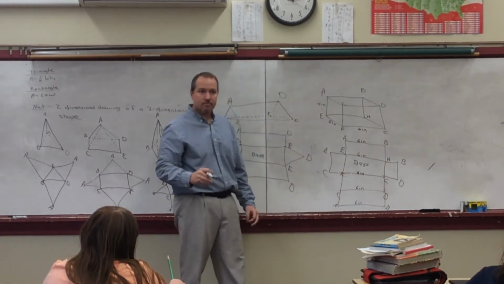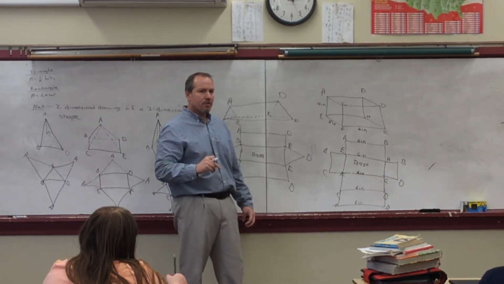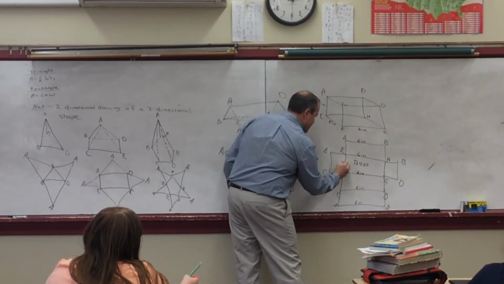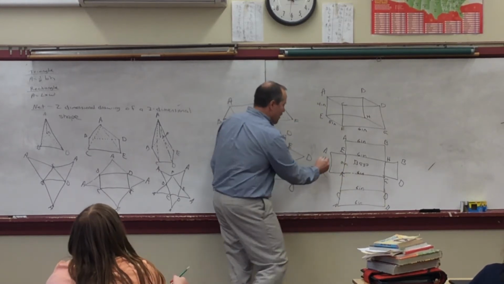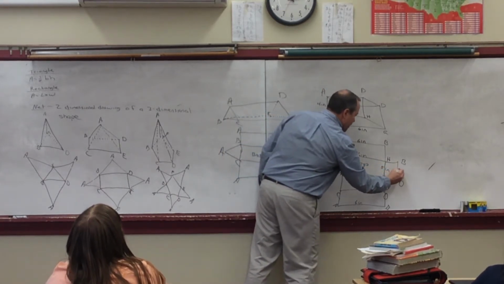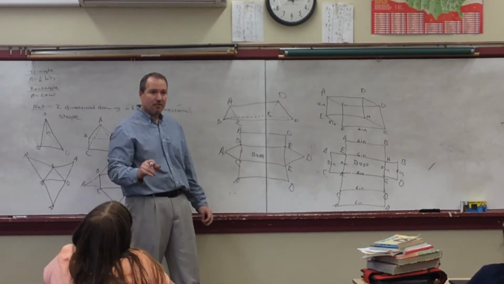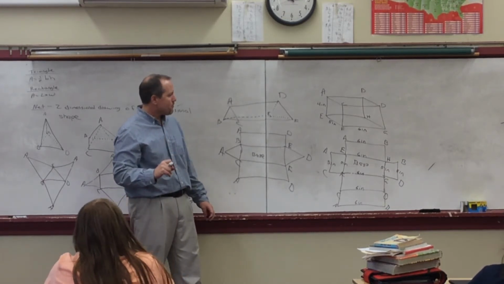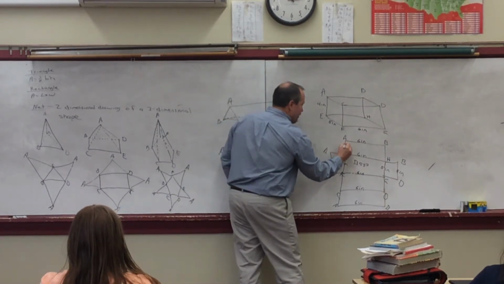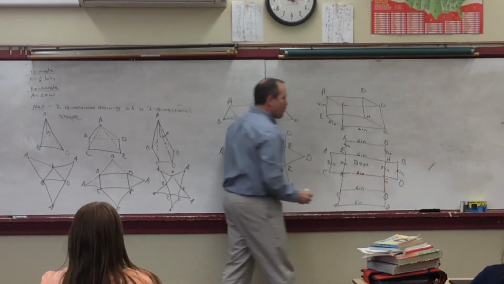Because that's 6 inches, we also know that all of these are going to be 6 inches. Agreed? Yes. What else do we know? EF is 5 inches. If that's 5 inches, all of these are going to be 5 inches as well. Does that make sense? What else do we know? AE is 4 inches. Here's AE, 4 inches. Since that's 4 inches, I know that this is 4 inches as well.